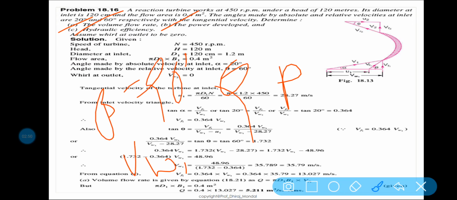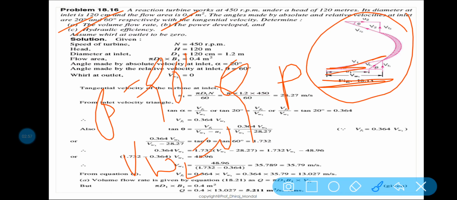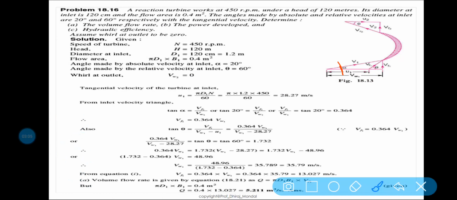So VW2 is equal to 0. As you know, this is the velocity triangle where this is your V1, this one is your VW1, this is your U1, this one is your VR1, this is your VF1. This angle should be alpha because it is your guide blade angle, and this is your guide vane angle, that is your theta. As beta is equal to 90 degree, VF2 is equal to V2, and this one is your U2, this is your VR2, and this angle is your phi. I think the velocity triangle is clear because you have already discussed it many times.